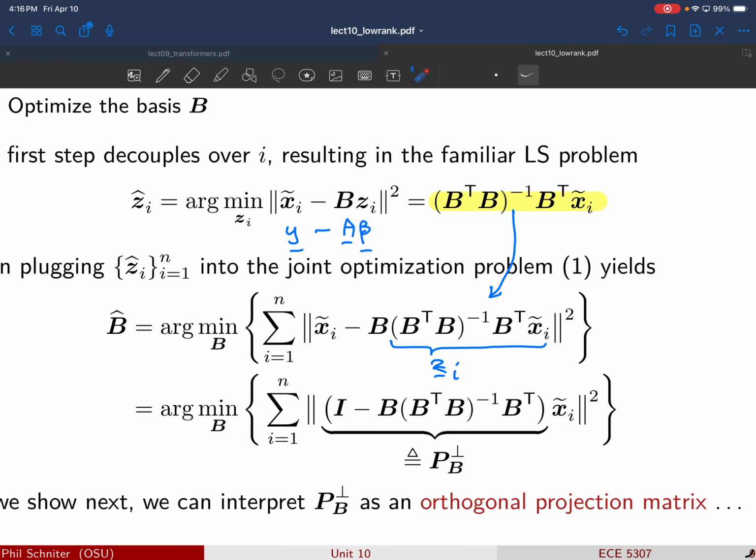So the very first step is, rather than having two xi tildes, we will write this as I times xi tilde, and then we'll have one matrix times xi tilde inside that norm. We're going to give this matrix a name. This is going to be called P sub B perp.